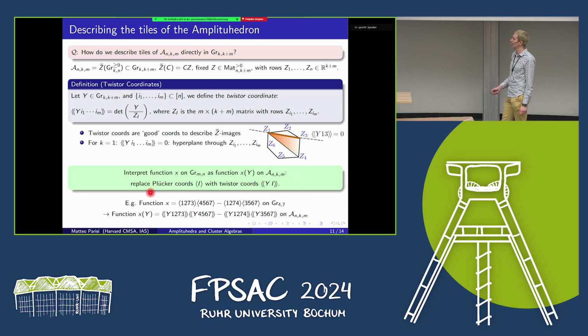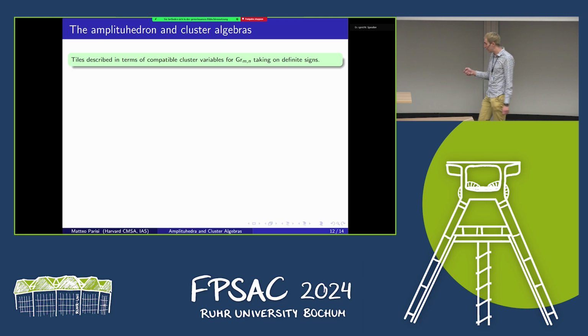So as an example, if you give me a function of this type, which you saw in the previous slides, on the Grassmannian 4, 7, I can immediately write a function x of y on the amplituhedron by replacing Plucker coordinates with twistor coordinates. These twistor coordinates are these determinants here. And the description of tiles in the amplituhedron will be in terms of this type of functions in terms of twistor coordinates.